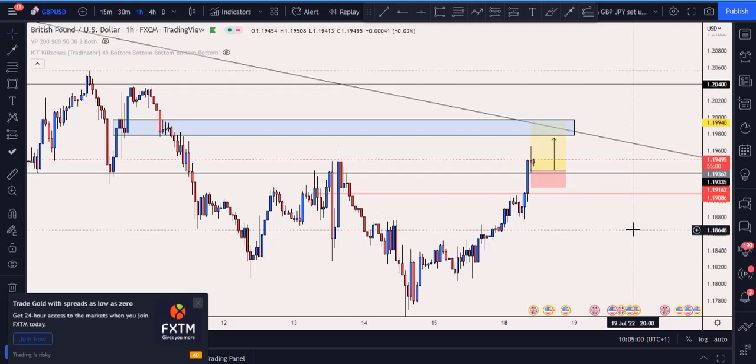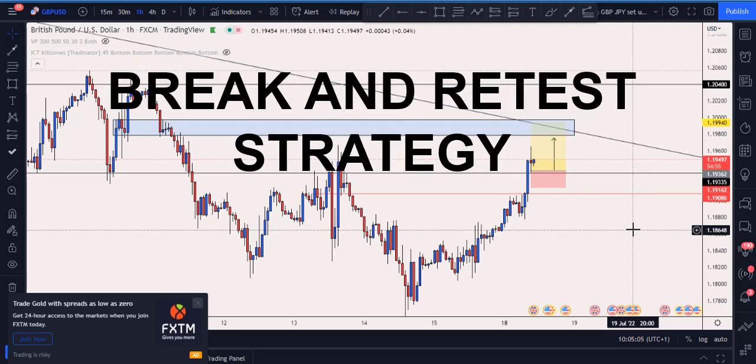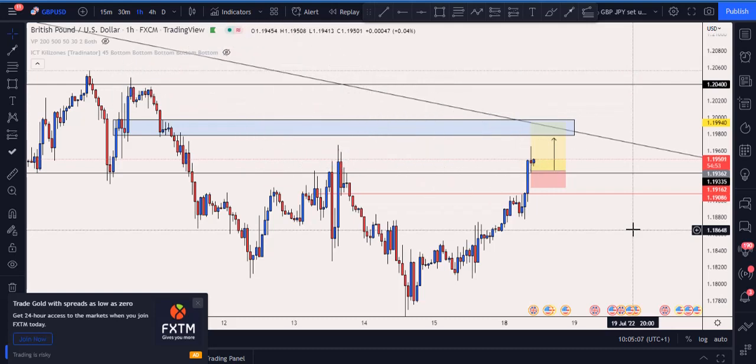So in this strategy right now, I titled it the break and retest strategy, and we all know that the break and retest strategy can be in any form. It can be in the form of support and resistance. It can be in the form of your trend line.